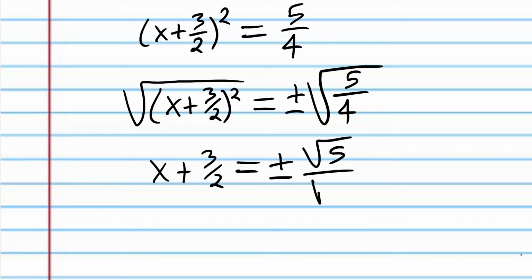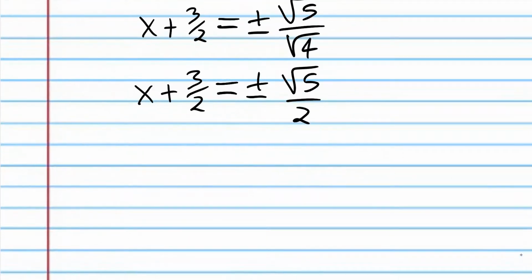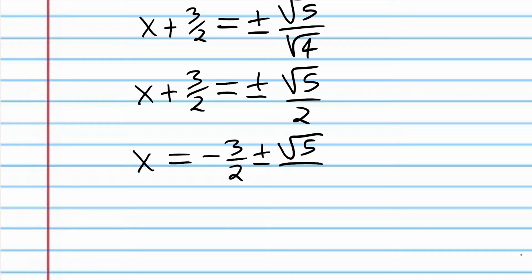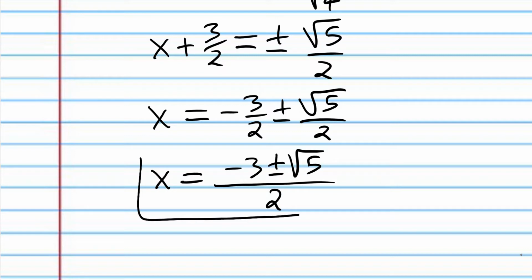Square root 5 over square root 4. That's another thing that you don't really have to show. Now we're going to subtract 3 halves from both sides, and we get negative 3 halves plus or minus root 5 over 2. And we're going to put those together, negative 3 plus or minus root 5 all over 2. And that is the final answer.